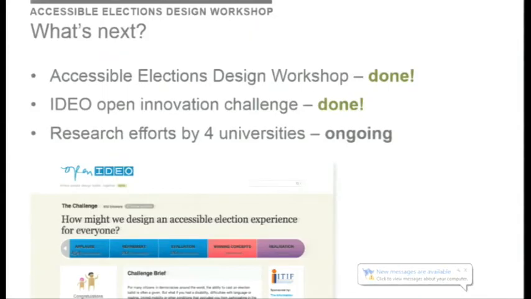So what's next? The workshop was actually one part of a multi-part effort to improve the voting experience for all citizens. IDEO, which is a design and innovation consultancy, held a crowdsourcing event on their open IDEO page, and this is where anybody could go and submit their idea for improving the voting experience. Ideas were voted upon, and winners were selected, and those winners are now working to advance their ideas. Also, 4 universities received funding to advance the effort and do more research in the areas of accessibility and elections.